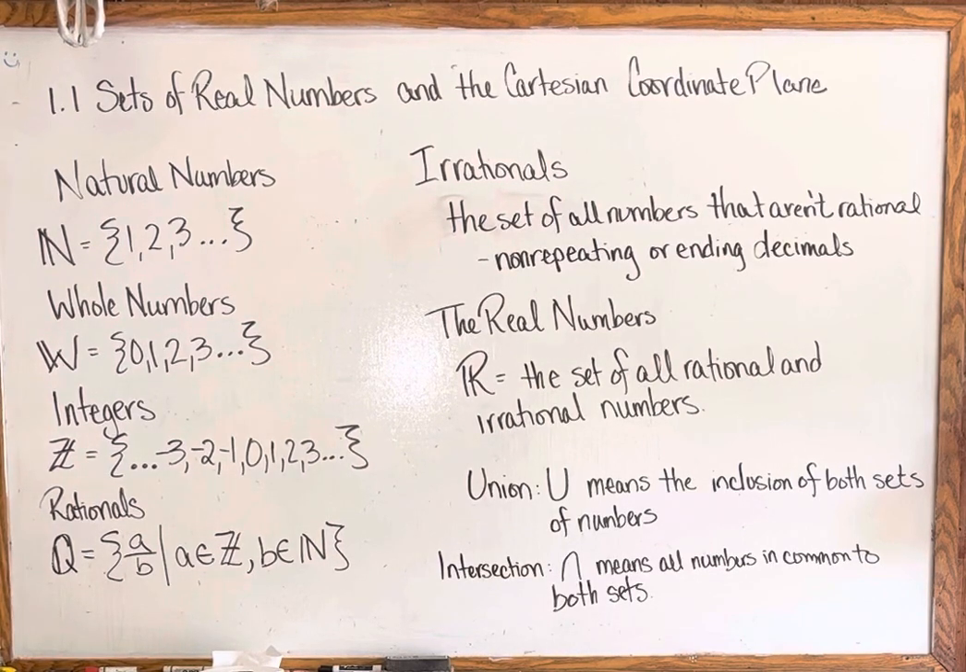So our first lecture, we're starting right now with 1.1, right at the beginning, and it's sets of real numbers and the Cartesian coordinate plane. So I started by putting different sets of numbers. Now, depending on what your last math class was, some of this may be review for you. Others of you might be like, oh gosh, I haven't seen that in years. So that's why we're starting at the beginning, with just the basic types of numbers.